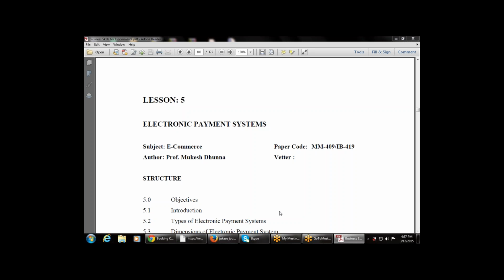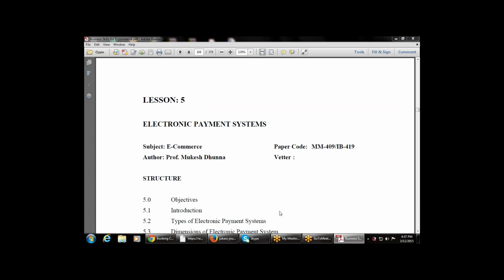Today I'm going to continue with the same module, that is Business Skills for E-commerce, and Chapter 5, that is the same chapter, the e-payment system. In the last class we started this chapter and covered two topics, the objective and the introduction of the e-payment system. We studied a lot: what the payment system is, and how we are doing the payment online, that is the e-payment system.